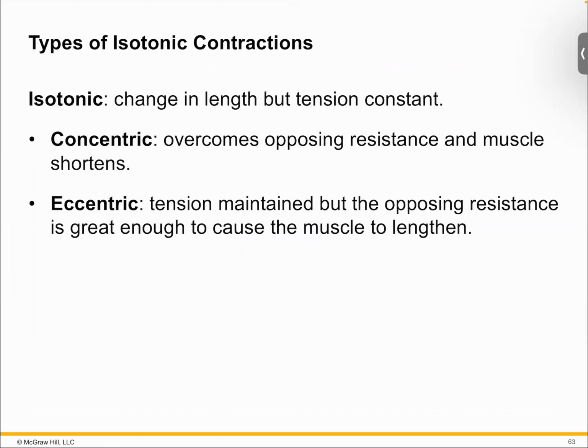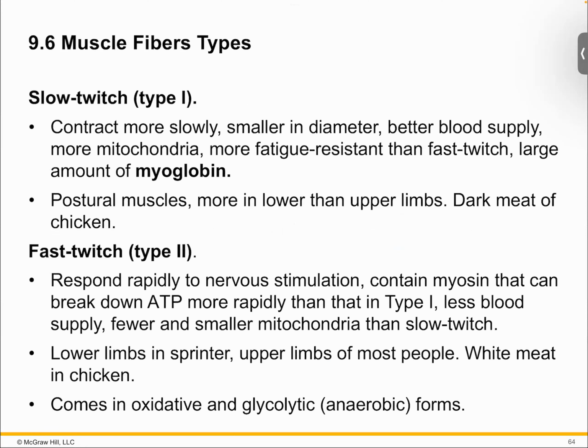So in this particular case, in concentric, you overcome your opposing resistance, right? And your muscle shortens. So that's basically what's happening there. And eccentric, basically, this is where your tension is maintained. But in this case, the resistance is allowing or causing your muscle to lengthen, right? So it's kind of slightly different. It's kind of a bit more of a continuous type of resistance that's happening in one place.